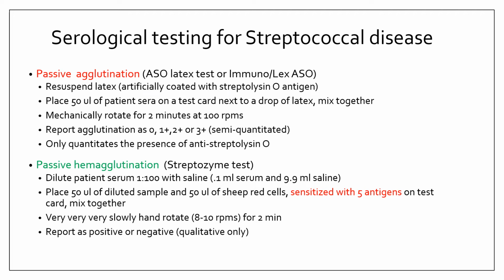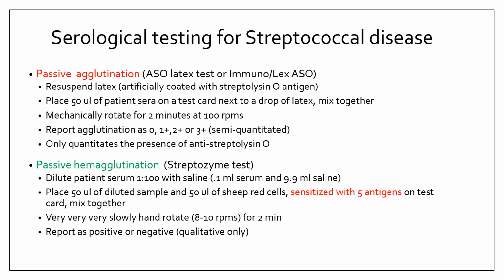This is a passive hemagglutination test where we dilute the patient's serum 1 to 100 with saline. So essentially we're taking 9.9 mils of saline and we're adding 100 microliters of serum. Once we dilute up our patient's serum, we can actually place 50 microliters of that diluted sample and 50 microliters of sheep red cells sensitized with 5 antigens on a test card and mix it together. We want to very, very slowly mix that test card by hand for about 8 to 10 RPMs for 2 minutes. That's really slow. And then we report either positive or negative.